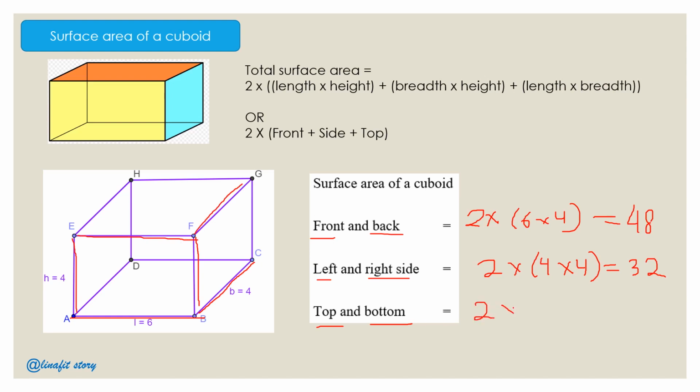2 times 6 times 4 equals 48 square cm. So the total surface area of this cuboid is 48 plus 32 plus 48 equals 128 square cm.